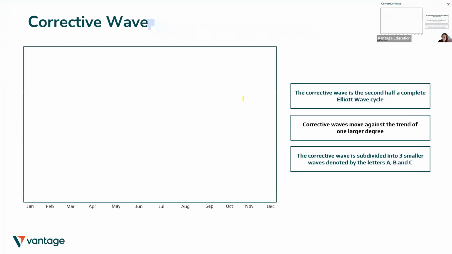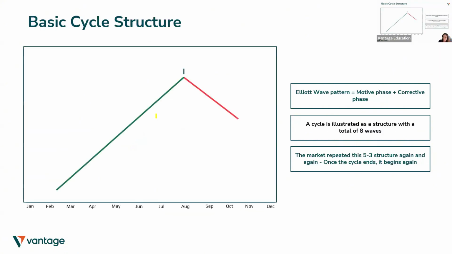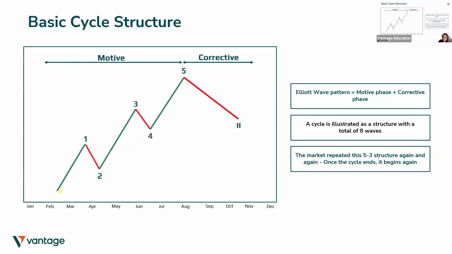And the corrective wave actually is a pullback. They said that the corrective wave is the second half of a complete Elliott wave cycle. Corrective waves move against the trend of one larger degree. A corrective wave is subdivided into 3 smaller waves by letters A, B, C. So it looks like that: A, B, C. Okay, this is their cycle, it's going to be like that. For the motive wave, we have 1, 2, 3, 4, 5, and then we have A, B, C.